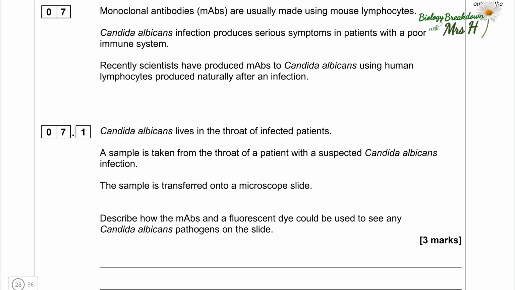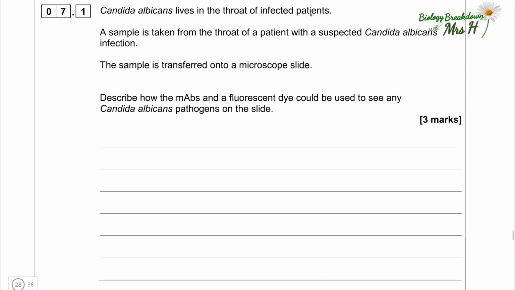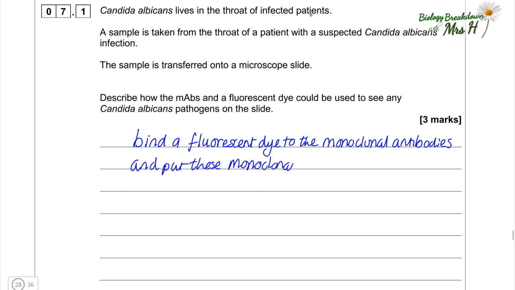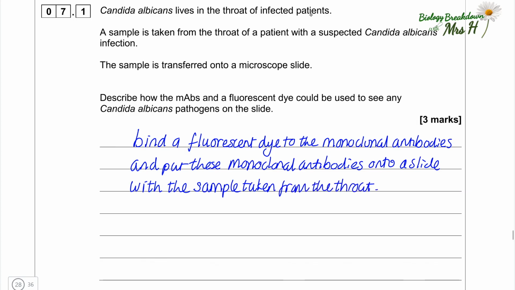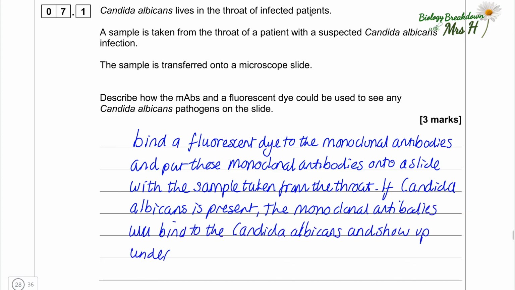Describe how the monoclonal antibodies and a fluorescent dye could be used to see any Candida albicans pathogens on the slide. You could bind a fluorescent dye to the monoclonal antibodies, put these monoclonal antibodies onto a slide with the sample taken from the throat. So if Candida albicans is present, the monoclonal antibodies will bind to the Candida albicans and show up under a microscope or a UV lamp.